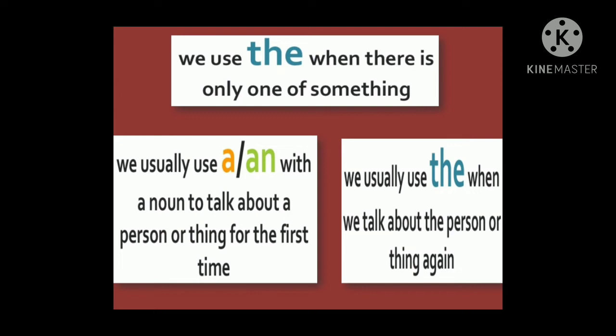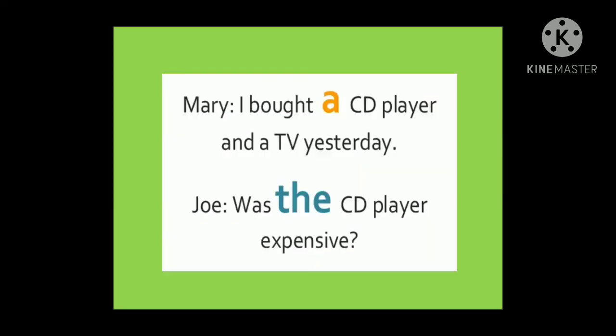So this is what is written here: we usually use a or an with the noun to talk about a person or thing for the first time. We usually use the when we talk about the same person or same thing again. Let us see one example. Mary said, I bought a CD player and a TV yesterday.